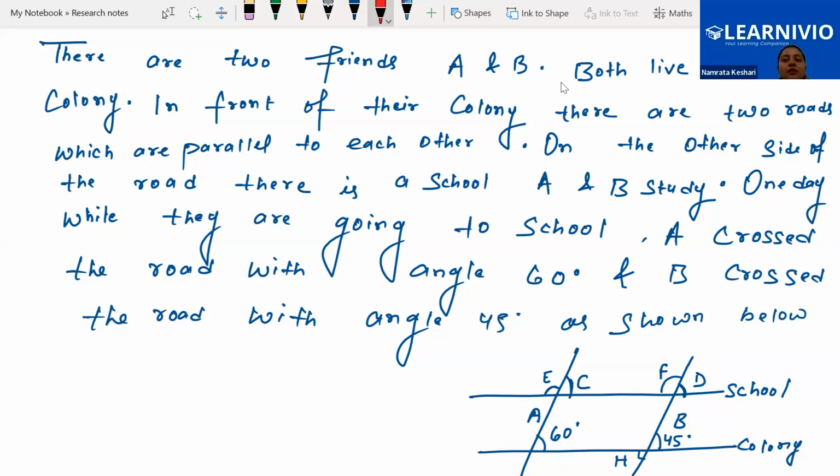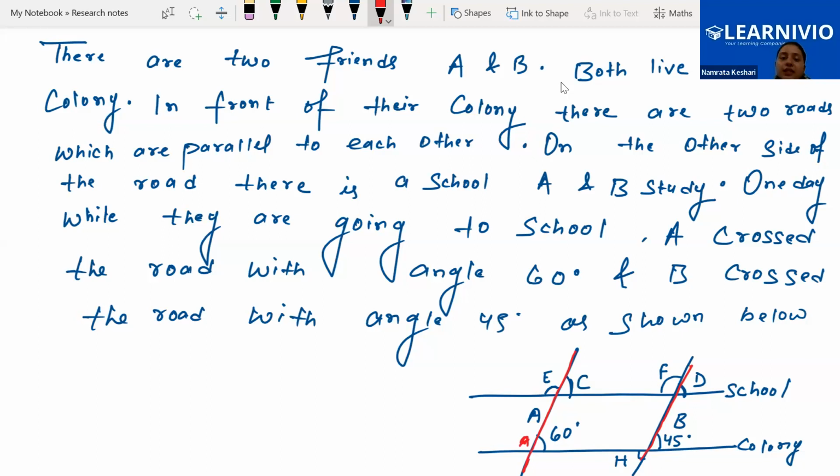Okay, on the other side of the road there is a school. So these are the roads which are parallel to each other. And here A and B are mentioned. That means it is trying to reflect that A is living over here and B is living over there. So one day while they are going to school, A crossed the road with an angle of 60 degrees, and B is crossing with 45 degrees as shown.